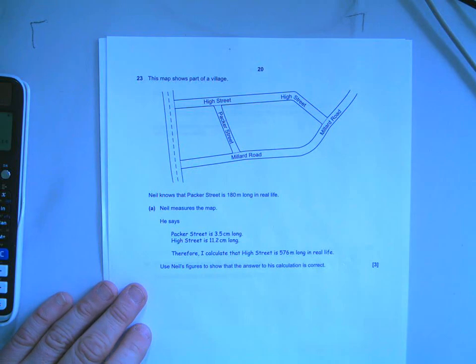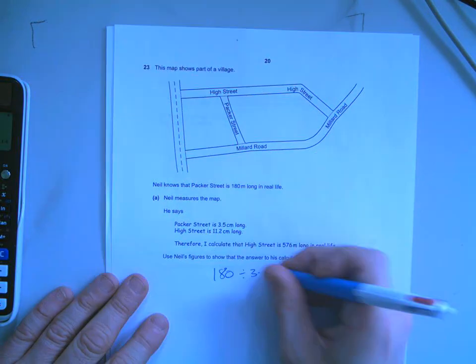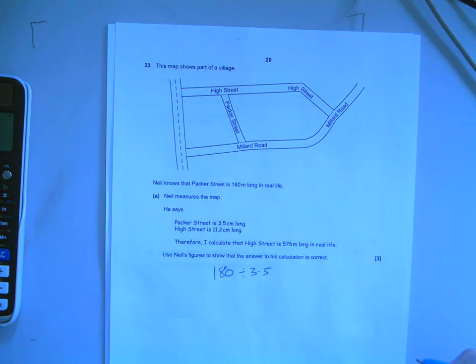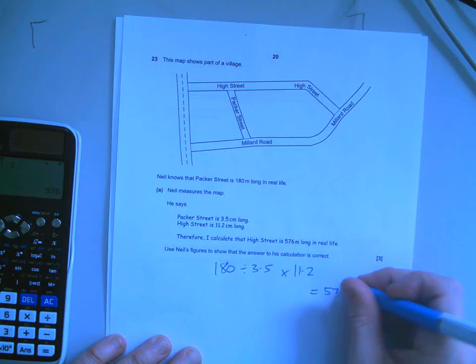So there's 180 metres divided by 3.5, times 11.2, equals 576. Boom. Okay. Straightforward.